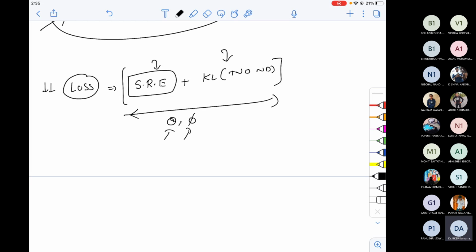Now, why do we have to take the KL divergence? What happens if the KL divergence is not there, and I only take the squared reconstruction error, where I'm trying to minimize the distribution differences between the input x and the latent feature space z? What happens if this term is not there? See, the KL divergence actually acts like a regularizer.